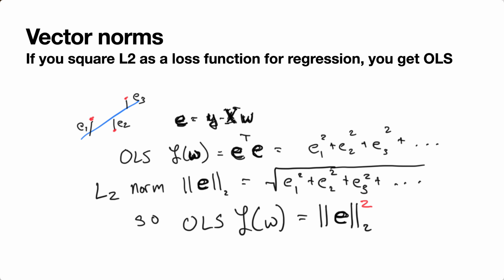But remember that the definition of an L2 norm is the square root of the sum of squares. So if we take the L2 norm of the residuals vector and we put a square on the end of it, that is exactly ordinary least squares. So ordinary least squares is an L2 kind of loss function.